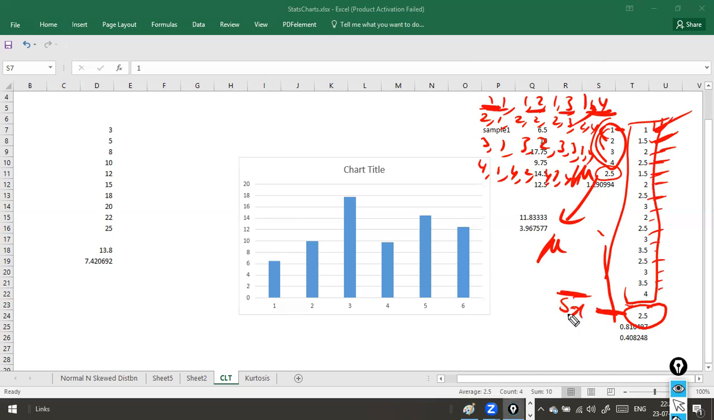Here they use different notation. X bar is the sample mean. The sampling distribution mean is S X bar, I think, right? So this is 2.5. Your population mean is equivalent to your sampling distribution mean. That is what it tells us.